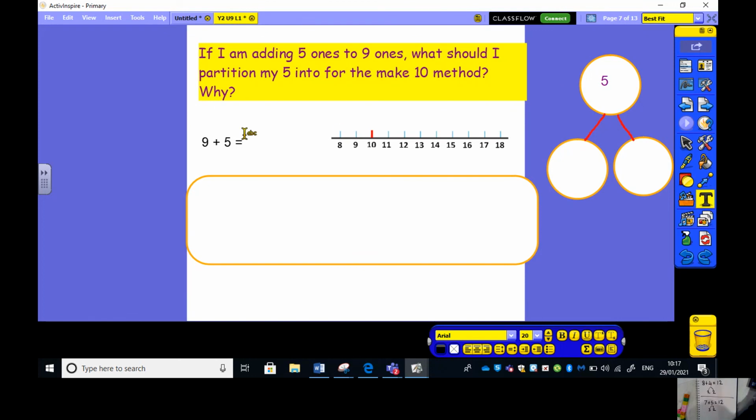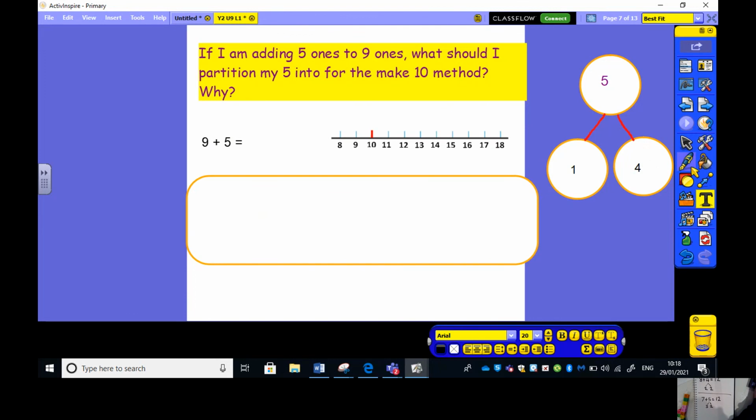Well done. So what do I need to add to 9 to make the next 10? Well done. 1. But if I partition 1 out of 5, how many do I still have? 1 add what equals 5? Or 5 subtract 1 equals 4.